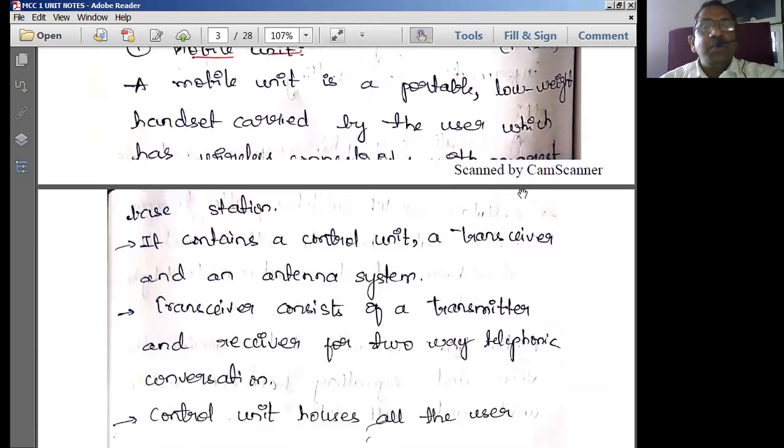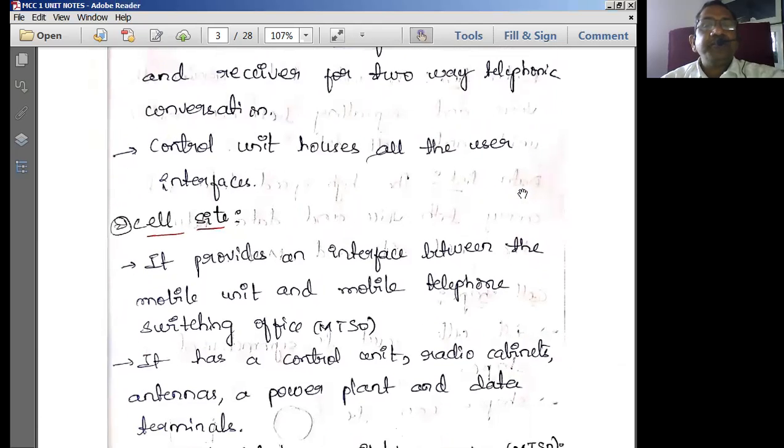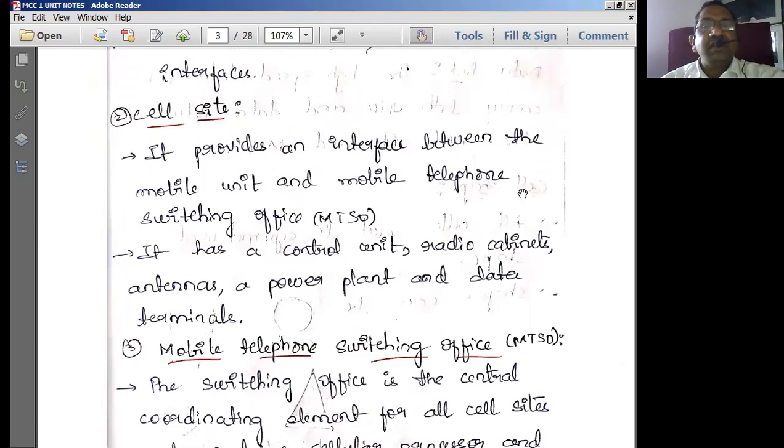The next one is called a cell site. What is a cell site? A cell site is nothing but an interface between the mobile user and the MSC or MTSO. It connects to the mobile switching center and establishes a connection between the MSC and the end user. The cell site can also be called a base station.